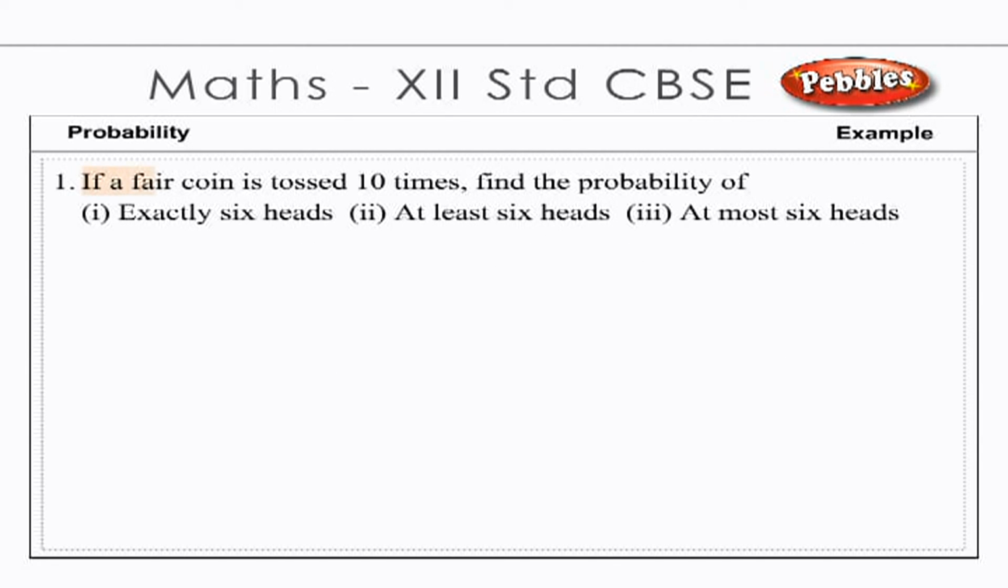Example. If a fair coin is tossed 10 times, find the probability of subdivision 1, exactly 6 heads, subdivision 2, at least 6 heads, subdivision 3, at most 6 heads.